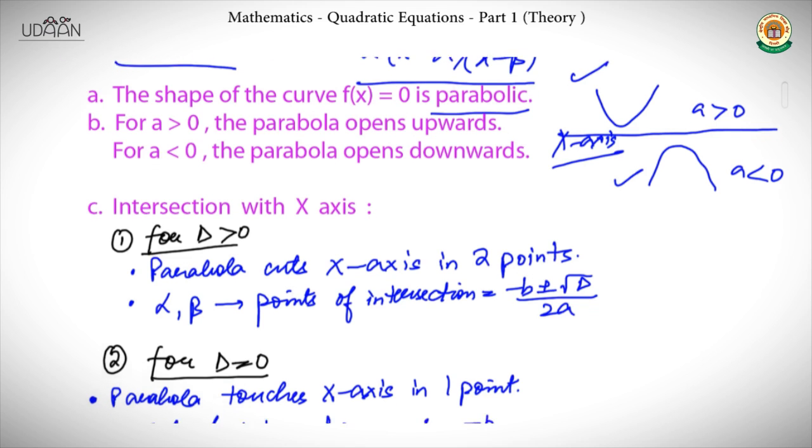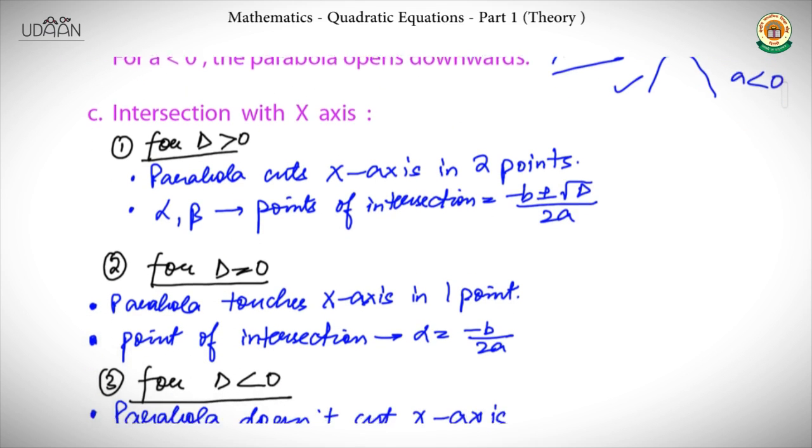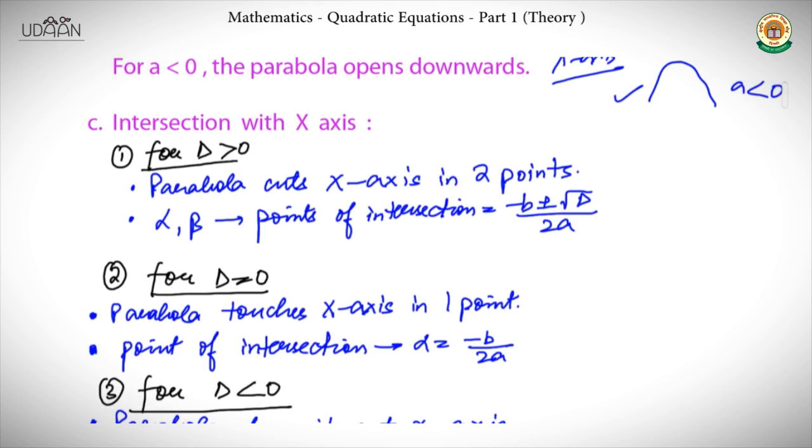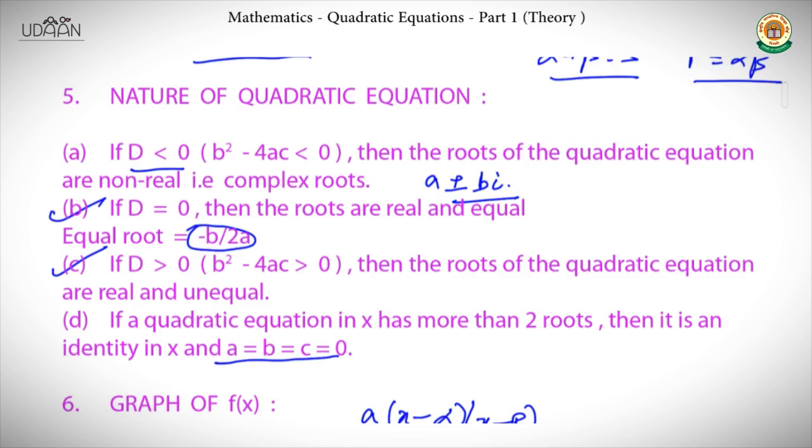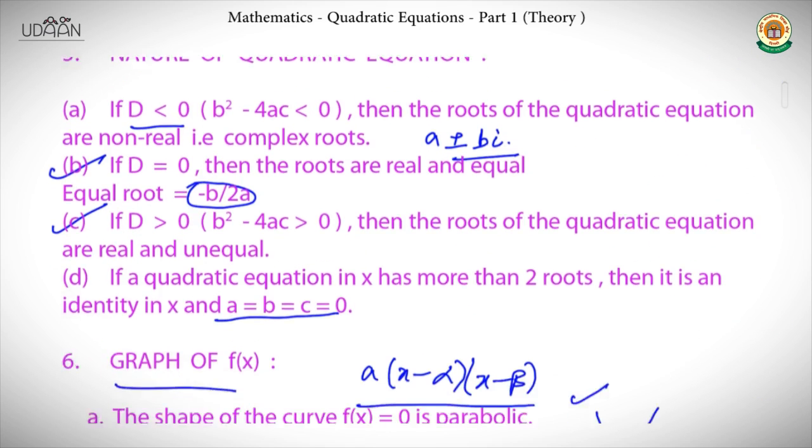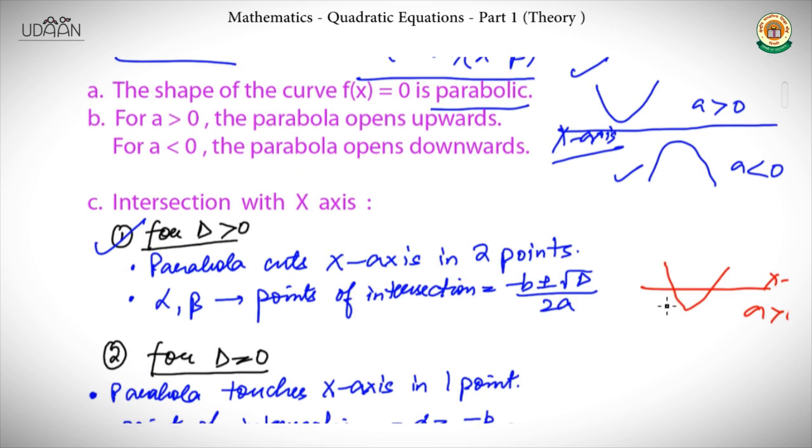That's right. After that we come on to the case when the quadratic intersects with the x-axis. There again arise three cases, first being D greater than 0. For that case, we know that the parabola cuts the x-axis at 2 points, that is, it has two real and unequal roots, and the points of intersection being the roots, that is minus b plus minus root D by 2a, and the graph being of this form, this being the x-axis, and these being the two roots, that is alpha and beta.